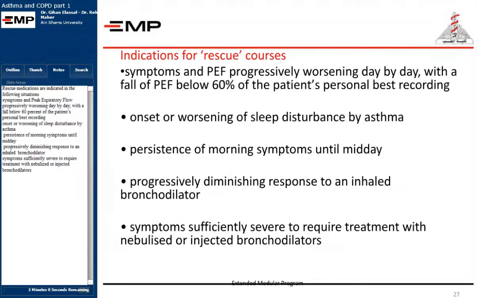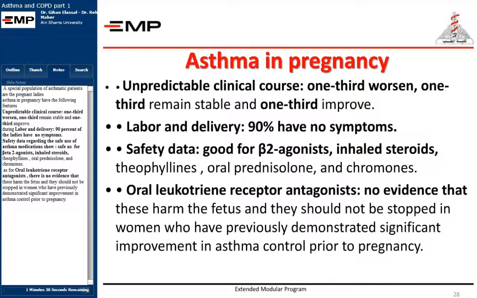Rescue medications are indicated in the following situations: symptoms and peak expiratory flow progressively worsening day by day, with a fall below 60% of the patient's personal best recording; onset or worsening of sleep disturbance by asthma; persistence of morning symptoms until midday; progressively diminishing response to an inhaled bronchodilator; symptoms sufficiently severe to require treatment with nebulized or injected bronchodilators. A special population of asthmatic patients are pregnant ladies.